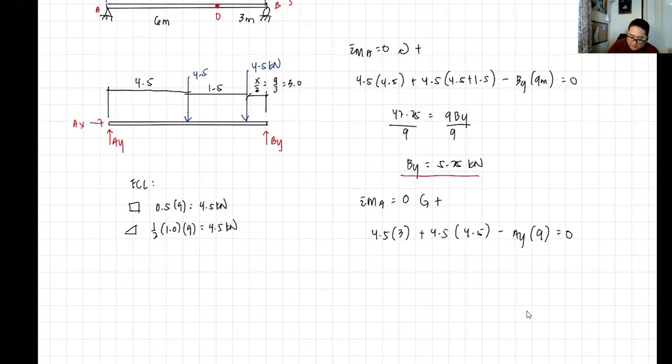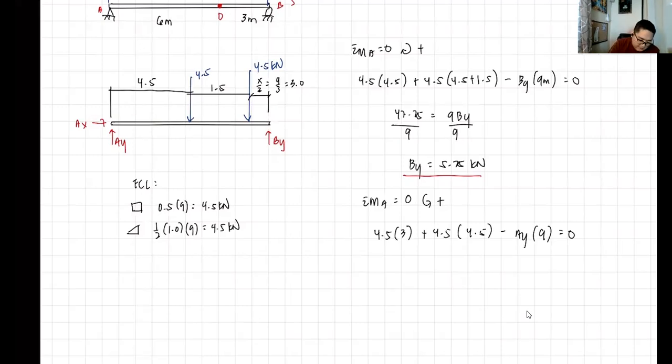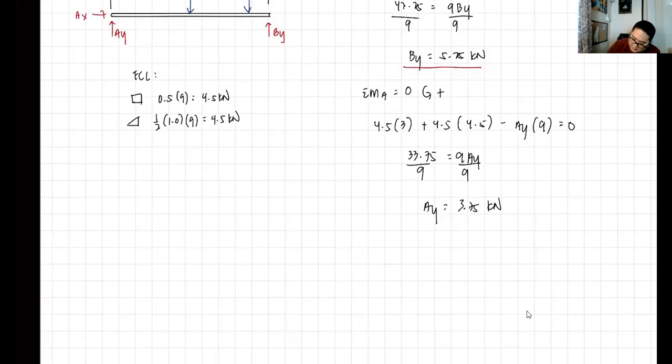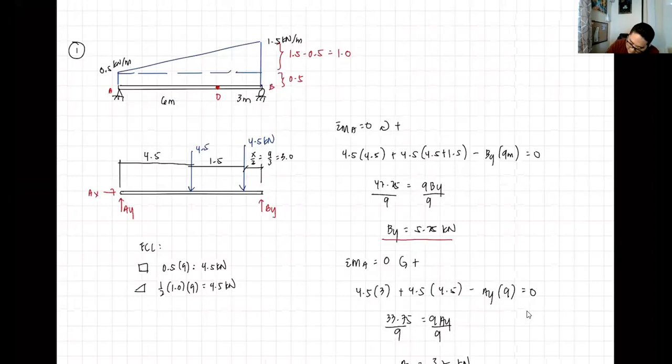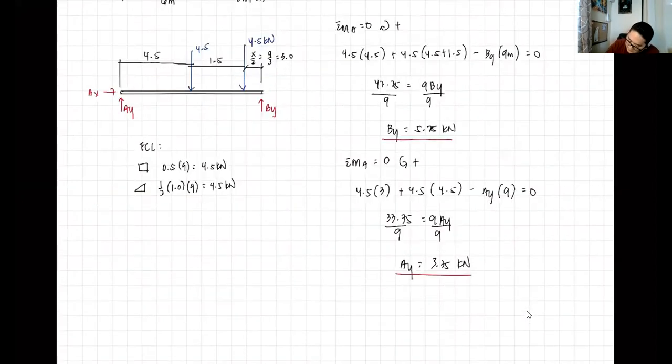Yung AX natin is along dun sa point natin dito. So wala siyang ita-travel na distance. So 4.5 times 3 plus 4.5 times 4.5. That is 33.75 equals 9AY. So divide natin both side by 9. So AY natin will be equals to 3.75 kilonewton. Okay? So this is our AY. And kanina, lagay ko na lang din dito yung summation of Fx natin. Dito ko na lang lagay.